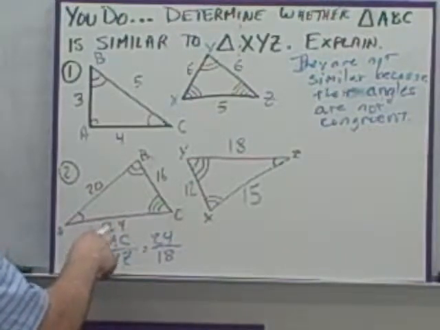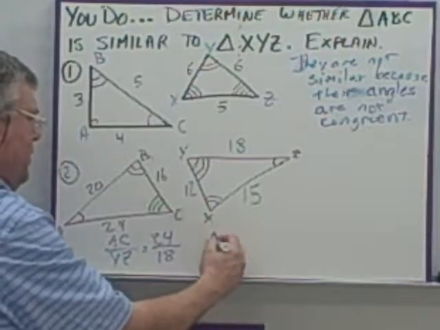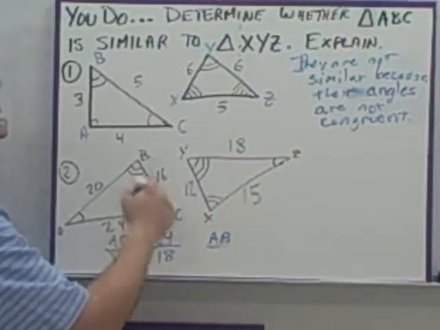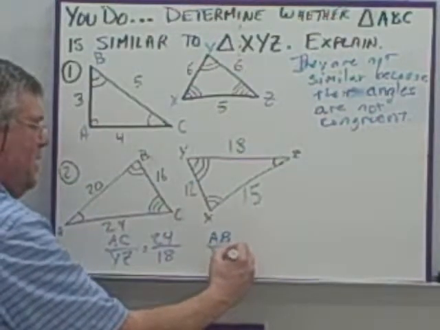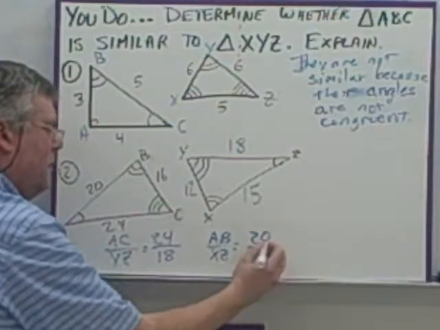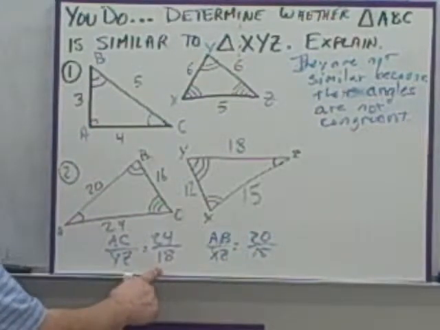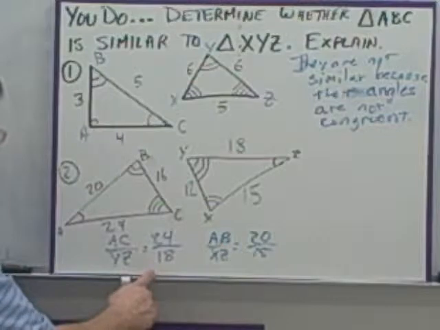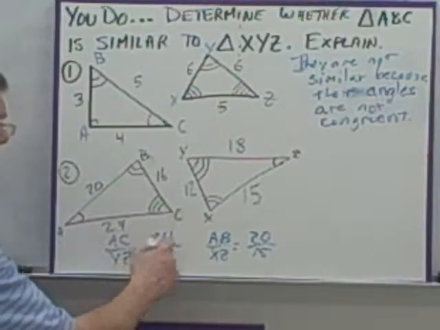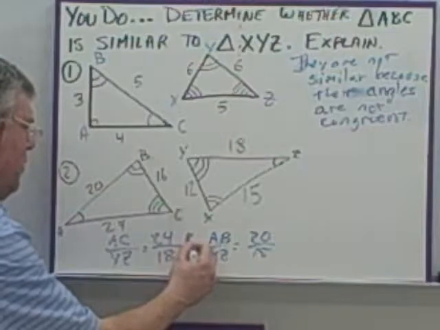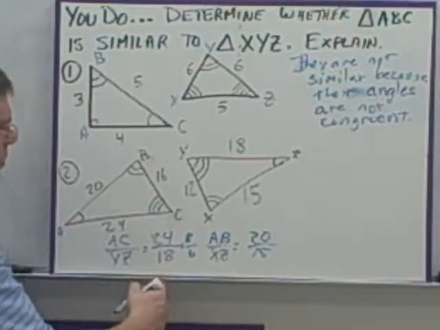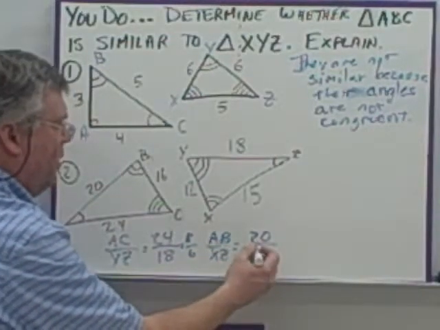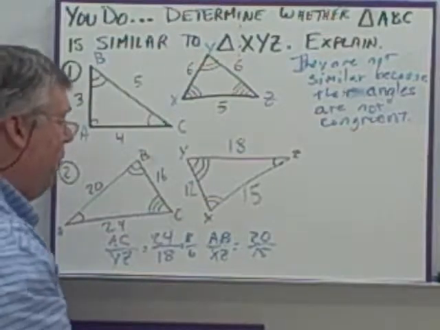And checking the next one, I do AB. Let's see, AB, which one does that match up with? 1 arch, 2 arch, 1 arch, 2 arch. So that 20 is going to match up with the XZ, the 15. If I reduce this, both of them are divisible by, no, they're not both divisible by 8. They're both divisible by 3. I would get 8 over 6, which is 1 and 1/3. And this also works out to be 1 and 1/3. Put in the calculator, you're going to get 1.3 repeating on both of them.